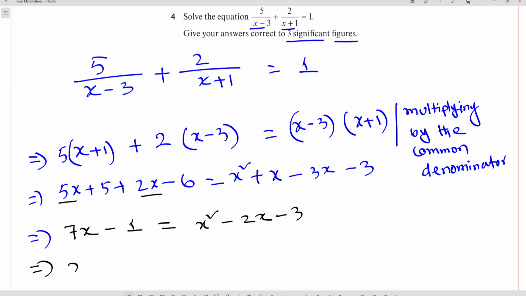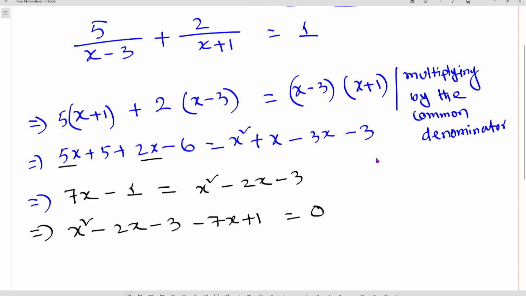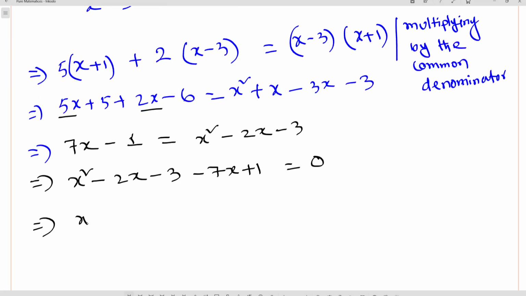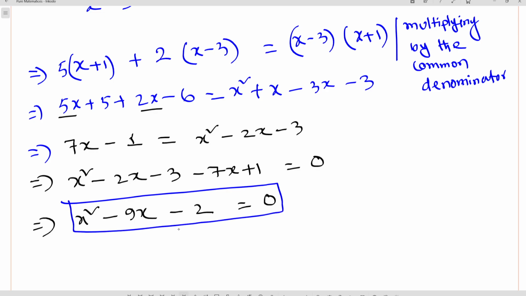So now we can write x squared minus 2x minus 3 minus 7x plus 1 equals 0, right? So finally it will be x squared minus 9x, and minus 3 plus 1 is minus 2, equals 0. This kind of quadratic equation we cannot factorize smoothly, so in this case we will use the quadratic formula.